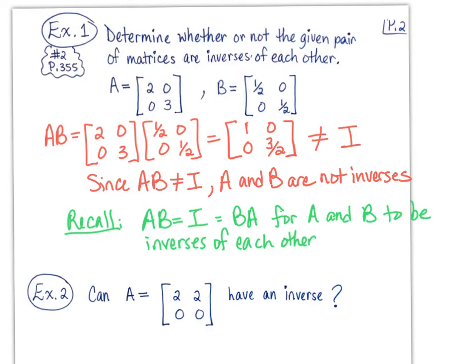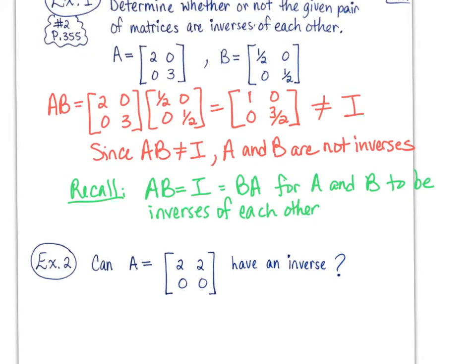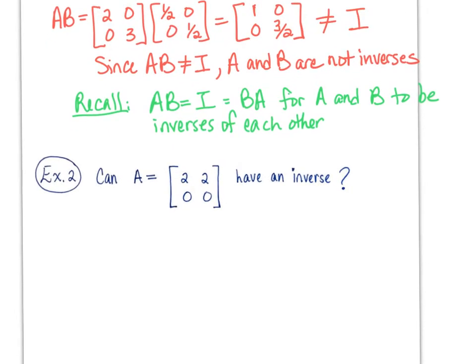Okay? So, next example. Can A, which equals this 2 by 2 matrix, have an inverse? What do you think? I see you shaking your head no, Reed. Why? Very good. Because both of these entries here are 0, it's impossible for us to get a 1 there. So your answer is no, which is correct.